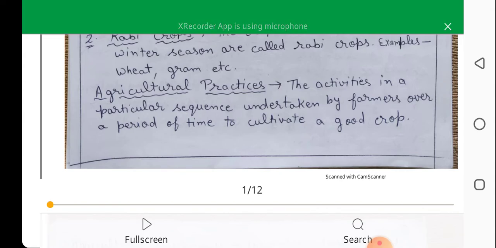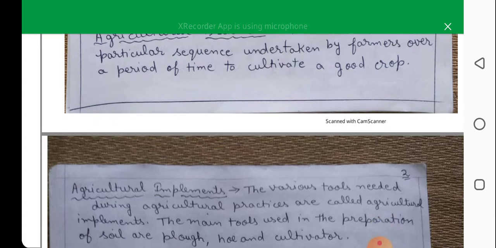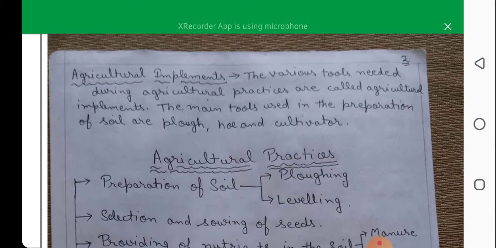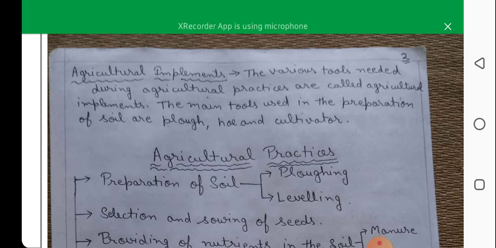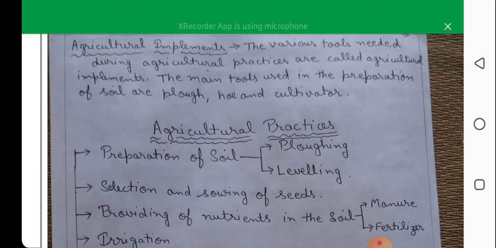Agricultural practices are the activities in a particular sequence undertaken by the farmer over a period of time to cultivate a good crop. For the production, we have to use some implements, which are known as agricultural implements. The various tools needed during the agricultural practices are called agricultural implements. The main tools used in the preparation of soil are plow, hoe and cultivator.